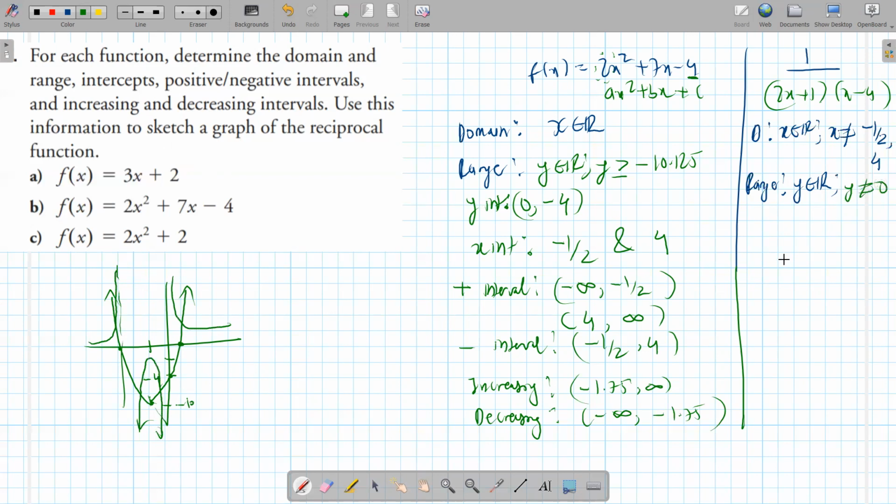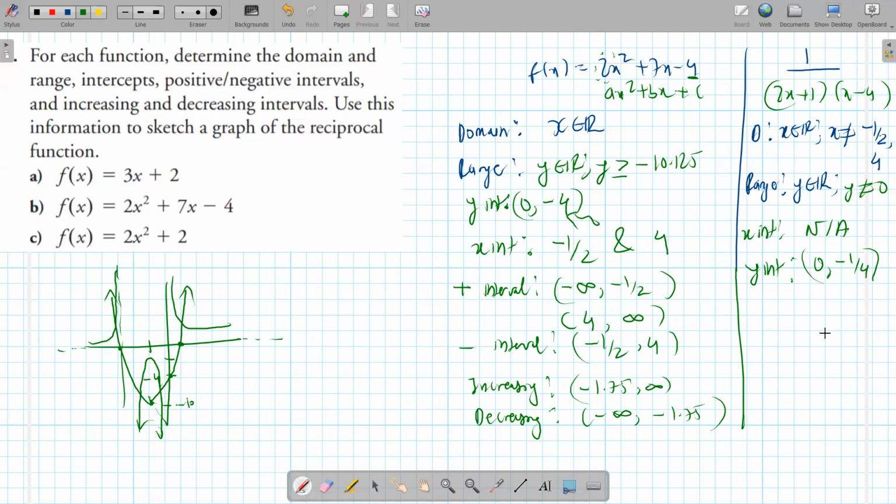The x-intercept for a reciprocal function, it has no x-intercept because there's a horizontal asymptote on the x-axis for a reciprocal function. To find the y-intercept of the reciprocal function, we can just plug x as 0, or we can just flip this y-intercept. It's gonna be at 0 and -1/4. Just turn this upside down. Or you can plug x as 0, you'd get the same answer.